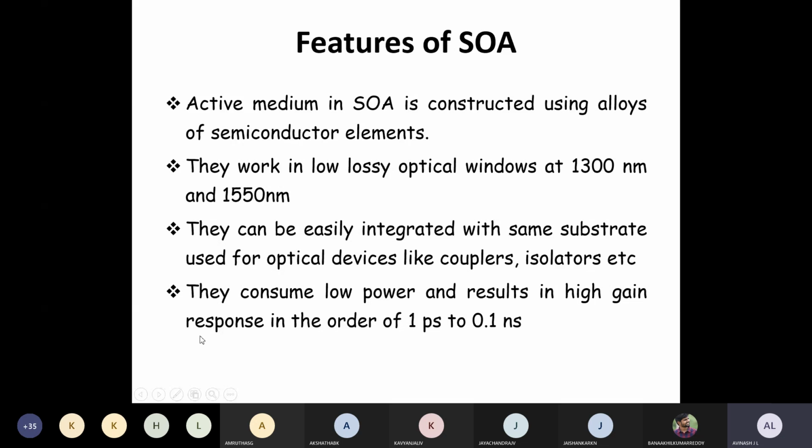Okay, so that is exactly the concept here. An active medium in SOA is constructed using alloys of semiconductor elements. The next one is that they work in the low-loss optical windows at 1300 nanometer and 1500 nanometer. They can be easily integrated with the same substrate used for optical devices like couplers, isolators, etc. And they consume low power and result in high gain response in the order of 1 picosecond to 0.1 nanoseconds.